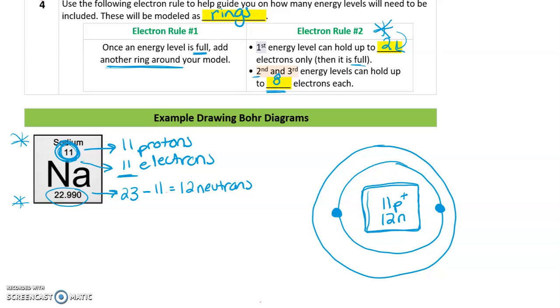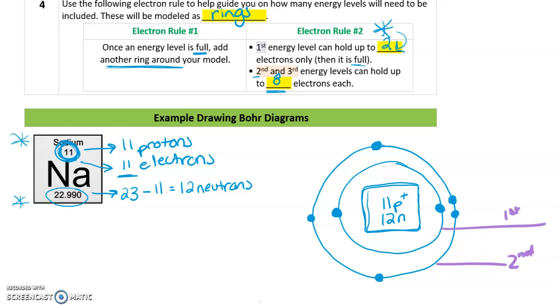Note that this is our first energy level, and then this is our second energy level. So I'm on my second energy level. I can hold up to 8 here, so I'm going to add 1 here, 2, and when you're adding electrons, you'll want to go around and add them one at a time, kind of like a compass. So 1, 2, 3, 4. I can hold up to 8, so I'm going to add 5. Once you get above 4, you're going to want to pair them up.